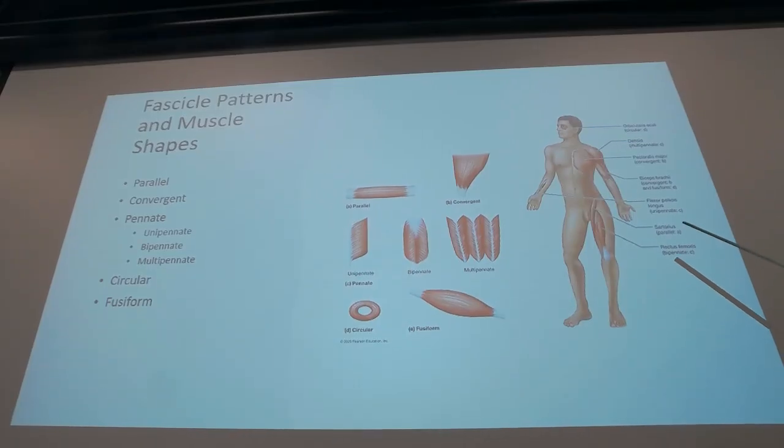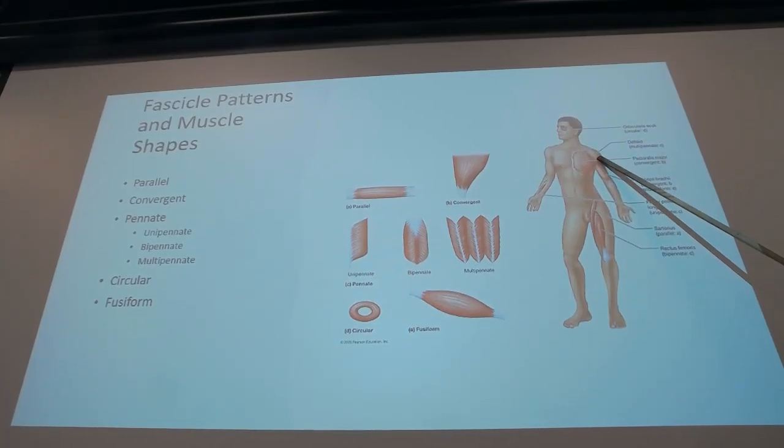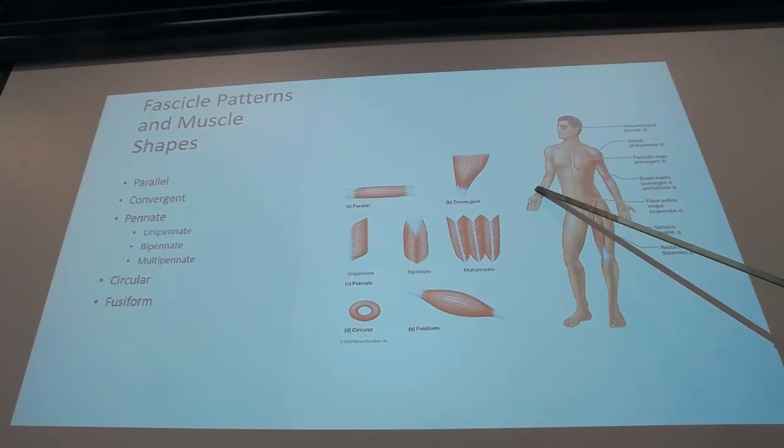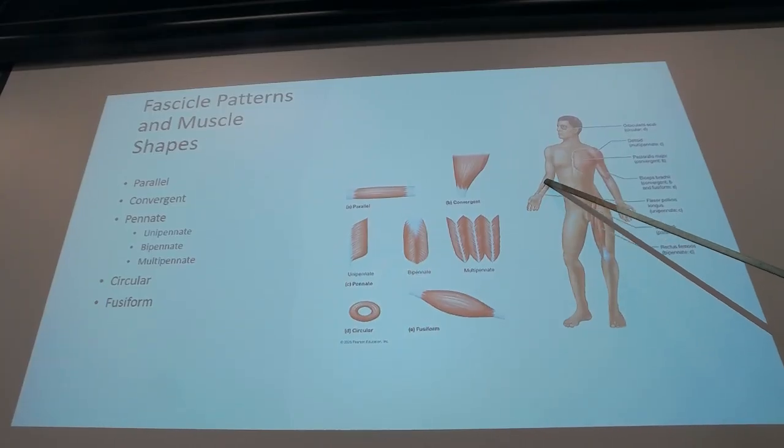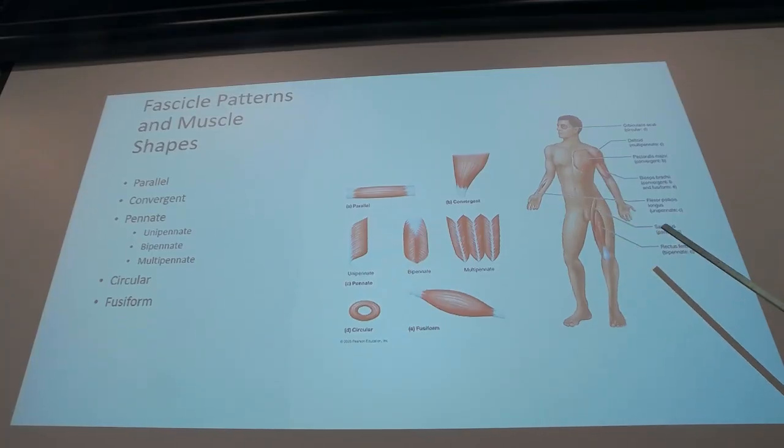So here are the places where we have these types of arrangements. In the eye, we have circular, also in the mouth. Here we have multipennate in the deltoid muscle, the shoulder muscle. Here will be convergent in the pectoralis muscle. This will be fusiform and convergent. This will be unipennate in the flexor pollicis in the forearm.